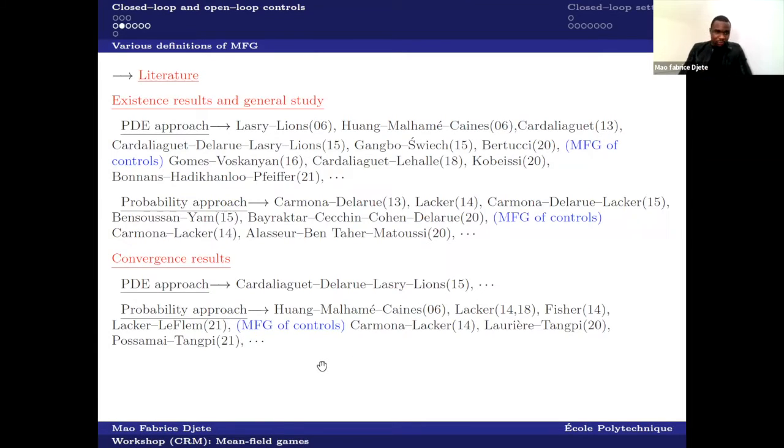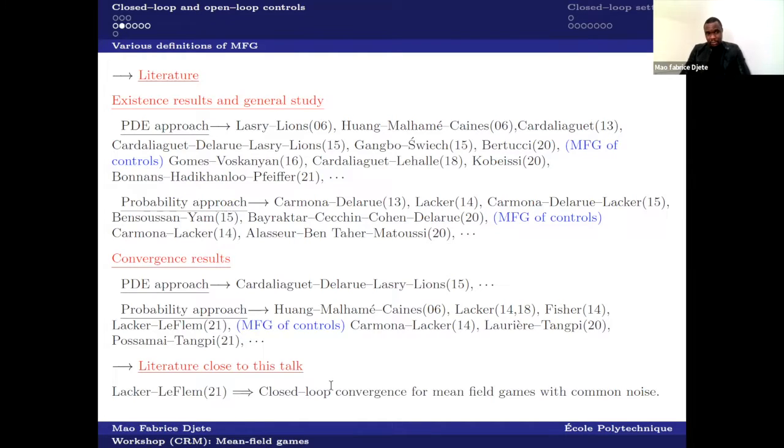But in this talk, there is especially one paper that's very related to what I'm going to talk about here. It's the recent paper of Djete, Possamaï and Tan, closed loop convergence for mean field games with common noise. Their paper deals with convergence for Nash equilibria in a framework with common noise, of course, but no law of control. There is a tricky part about the convergence result where they need to add some additional noise to be able to deal with the convergence issue. According to the paper, they said it's a difficult result to prove.